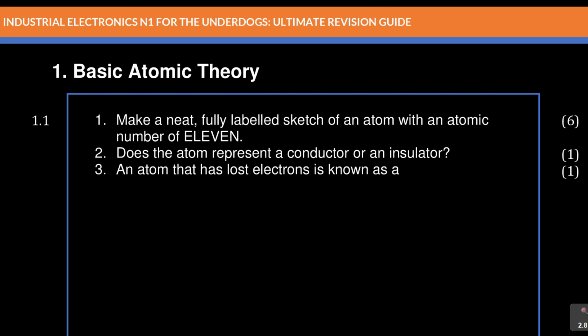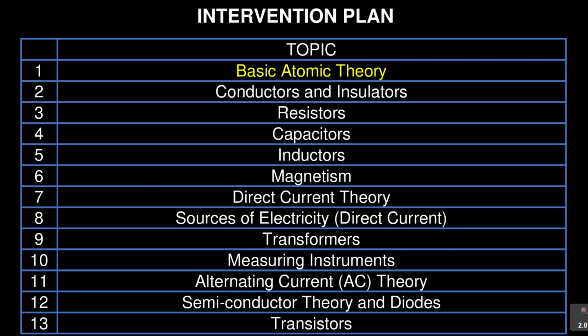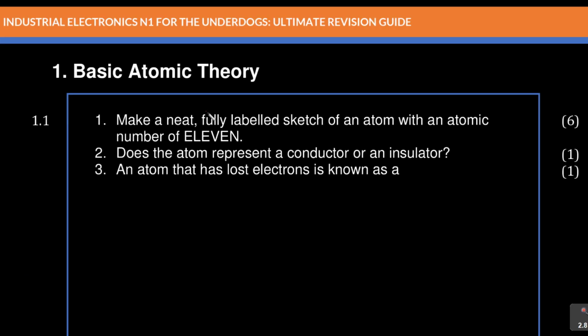So let us start again our lesson. As I said, this is going to focus on the 13 topics from basic atomic theory up to transistors, and there will be a video for each and every lesson. So expect a minimum of 13 videos, and let us start our first part. And the first lesson says question number 1 here, 1.1. It says make a neat fully labeled sketch of an atom with an atomic number of 11.